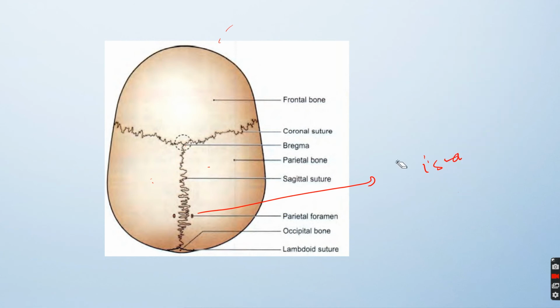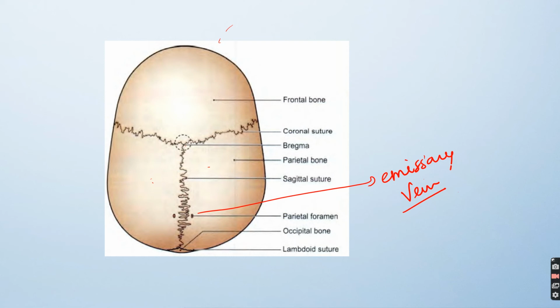I'm sorry about my very bad handwriting. I usually have good, but it is okay. Emissary vein. So that is all you have to know basically in Norma verticalis.